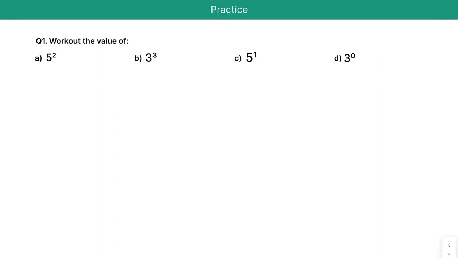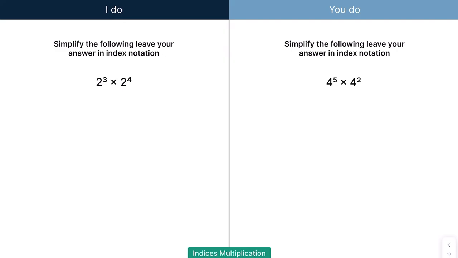So here's some practice questions. Press pause and have a go. Here are the answers. So moving on, we are now looking at multiplying indices. Now, when you multiply indices, you just add them together. So we have 3 and 4. We add that together, 3 plus 4, and that gives us the answer of 7.